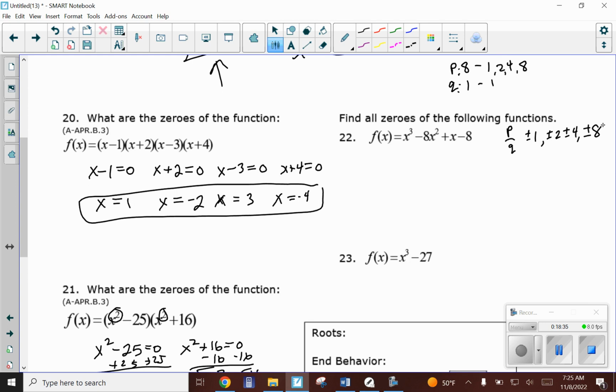So I'm plugging in positive 1. Let's see, minus 8x squared plus x, and then minus 8. So I just need to find 1. So I'm going to just try to find one of these answers. So it looks like one of the answers is going to be 8. So when I plug in 8, the answer is 0.